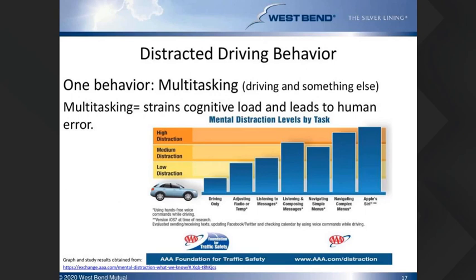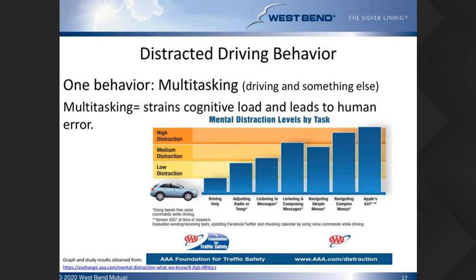So this graph that we have here, this is a nice one that AAA put together on mental distraction levels by task. And we see that really, if we are to just perform the task of driving itself, it's a relatively low distraction. We are going to have some form of distractions, again, looking in the rear view mirror behind us, side mirrors. But again, we're staying within that central view, and it's a relatively low distraction if we're completely dedicated to the task of driving.